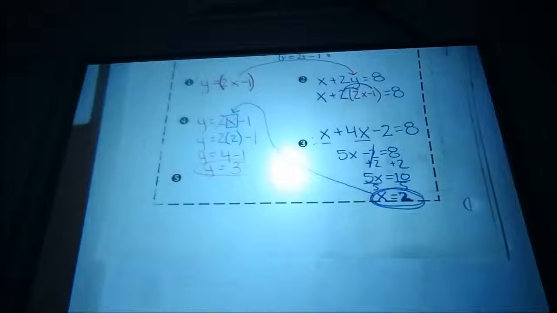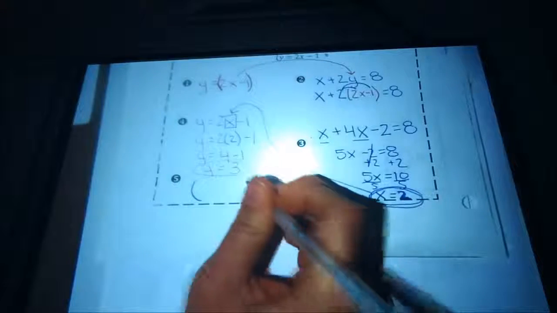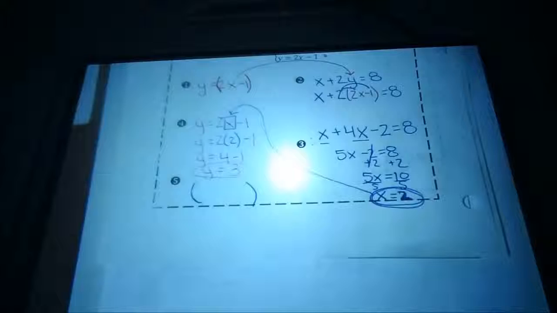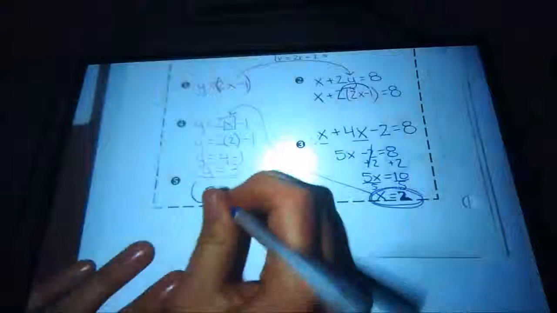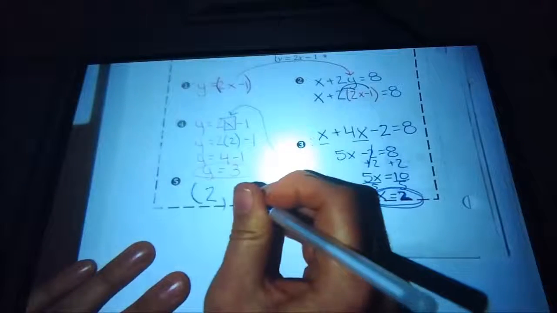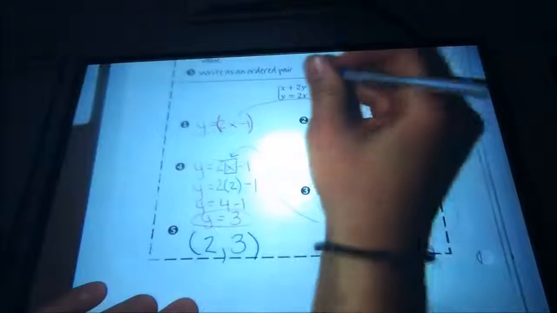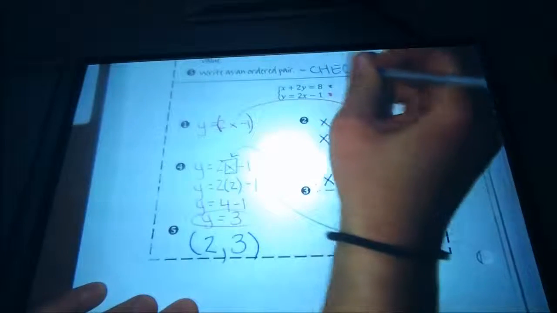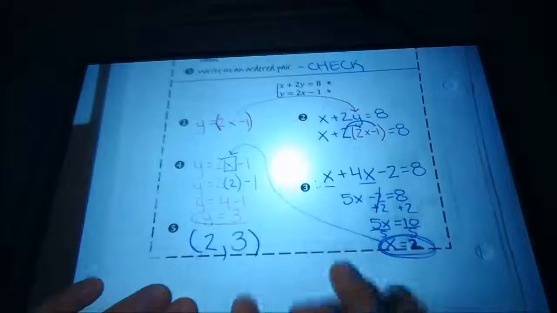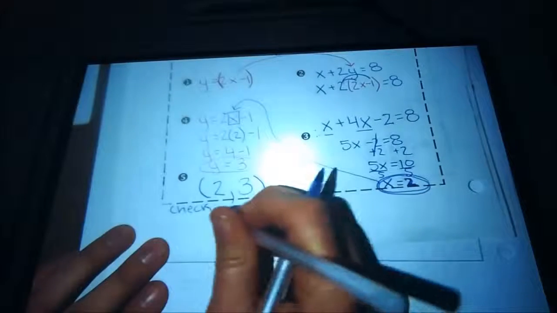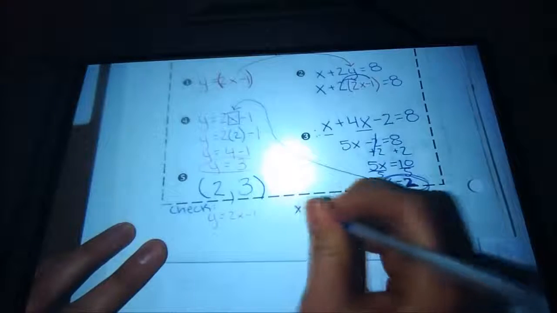Step 5, write as an ordered pair. How would I write that as an ordered pair? Which value comes first? 2. So it's x, y. 2, 3. And I'm going to add to step 5 here: write as an ordered pair, and then we're going to check it here on the bottom in a second. Check. So write your check. Just rewrite both of your equations. y equals 2x subtract 1, and x plus 2y equals 8.